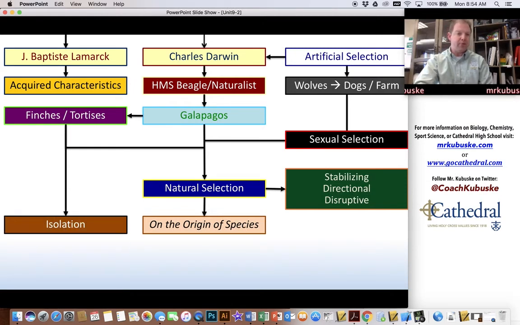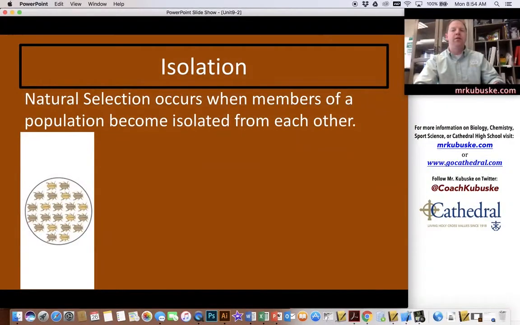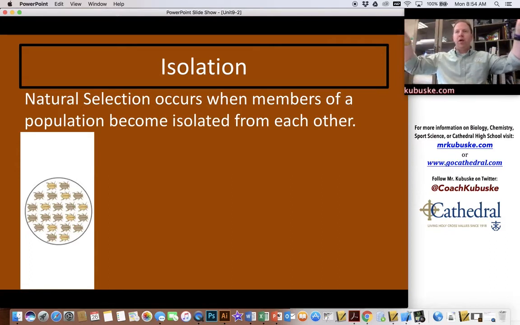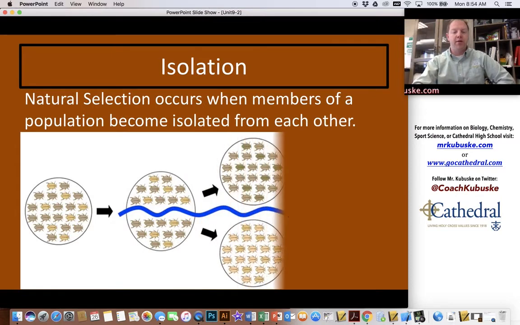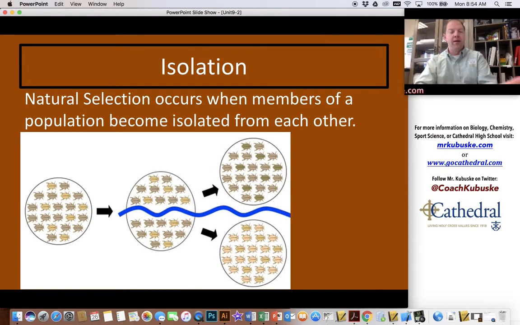Okay. Now, what's one of the major causes for this evolution to take place, this natural selection to occur? One of the big ones is isolation. In other words, a population becomes isolated from the rest of the population, and so it only reproduces within that group. So here's a good example. We've got this group of bugs. For some reason, they get separated, maybe by a giant flood or something like that.